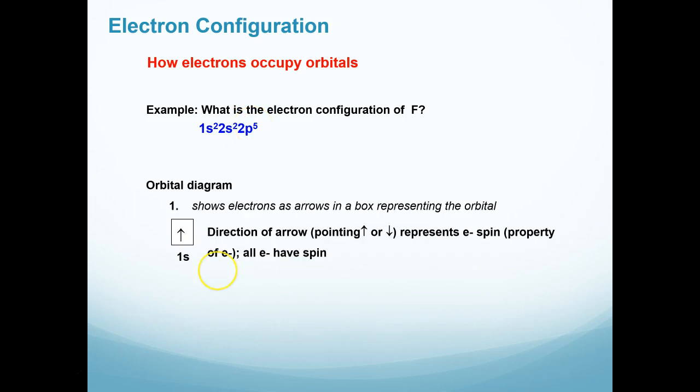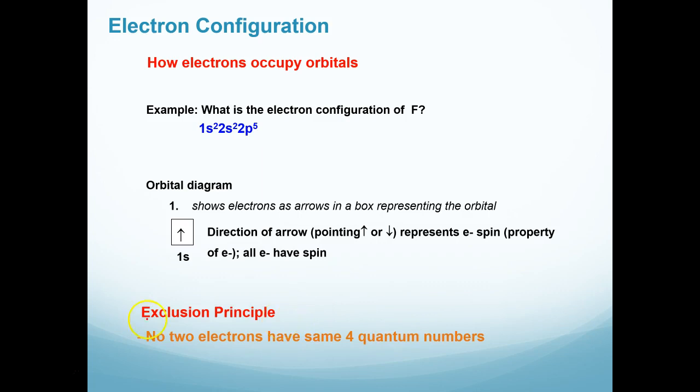electrons there. An orbital diagram further shows those electrons in their spin. So it's going to show the direction of the arrow either pointing up for the +1/2 or down for the -1/2. So that's going to be the spin quantum number.